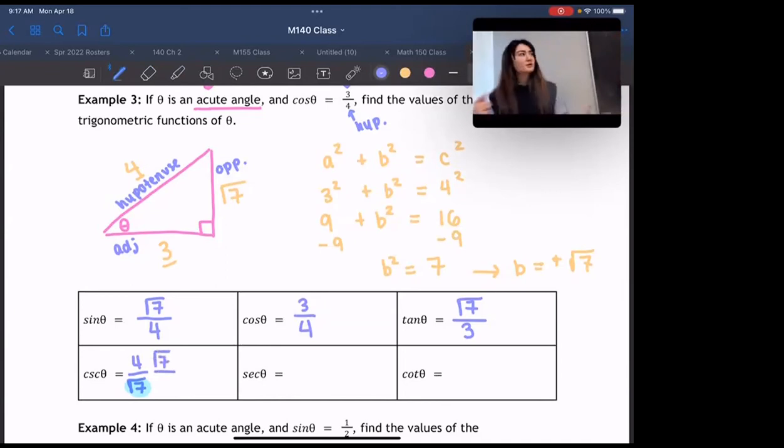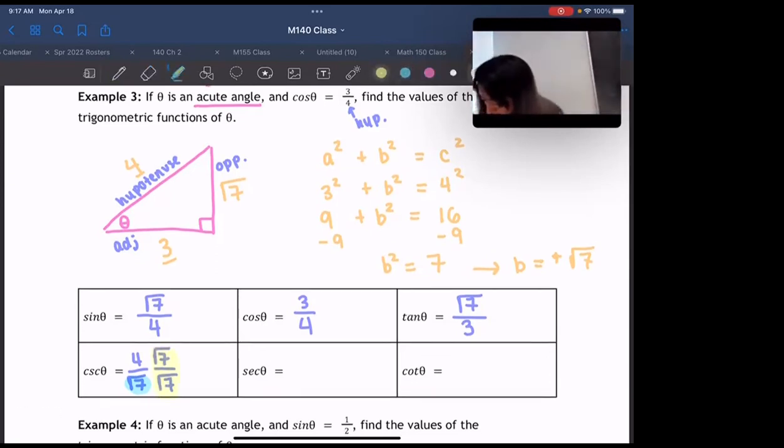I can multiply by the square root of 7 to get rid of it, right? But I can't just multiply by the square root of 7. That would change the number. So why don't I multiply by the square root of 7/7, right? Because technically, multiplying by this is just multiplying by 1. Square root of 7/square root of 7 is just 1. So why don't we do this?